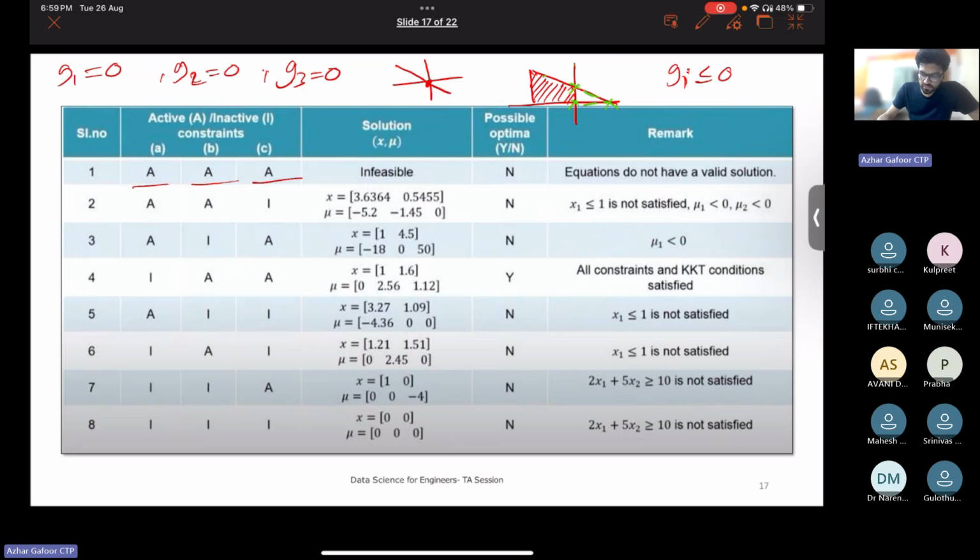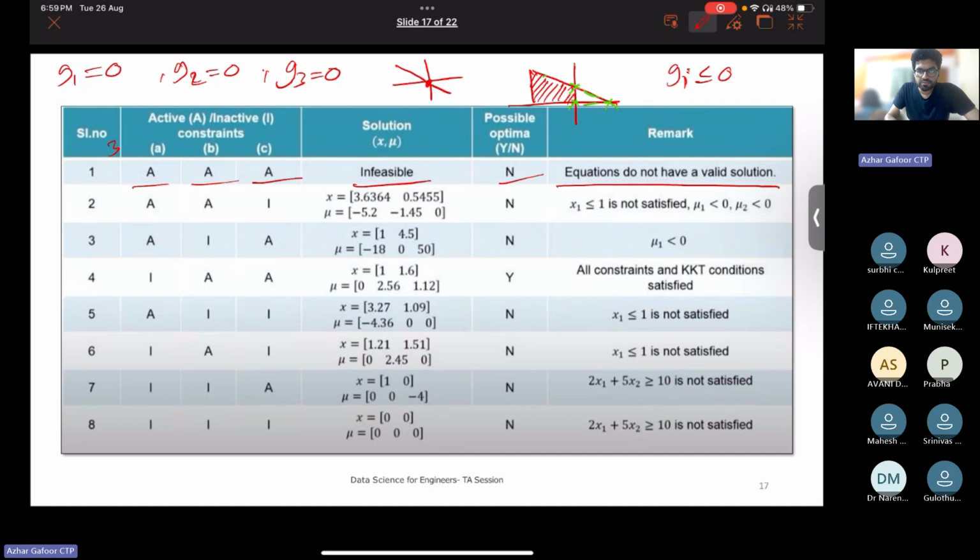So let's see how we will find the solution. First, with all constraints being active, it is an infeasible solution, that is, the equations do not have a solution. There is no common point to all three equations. Now let's write the constraints also. So this one is 3.